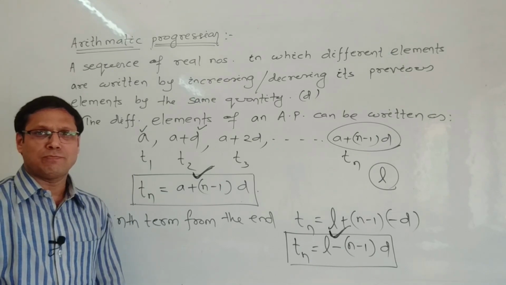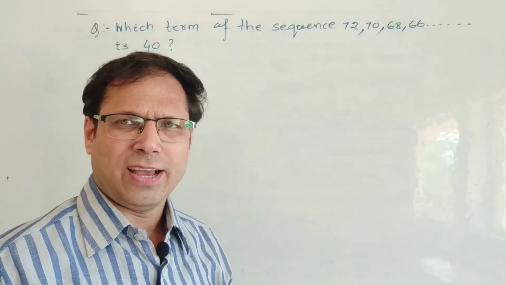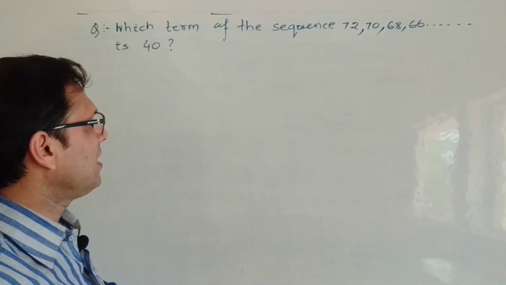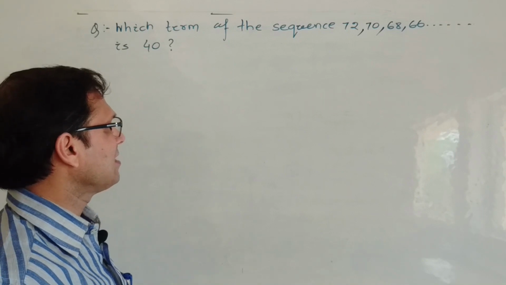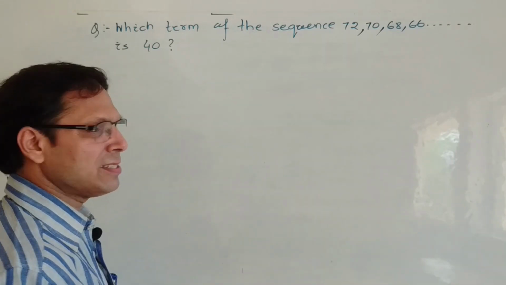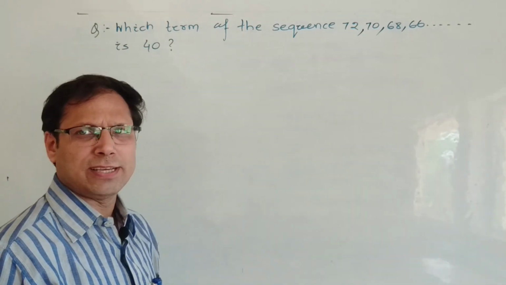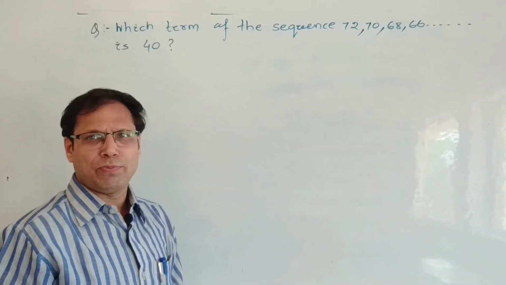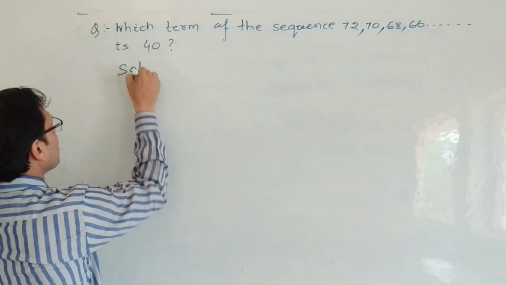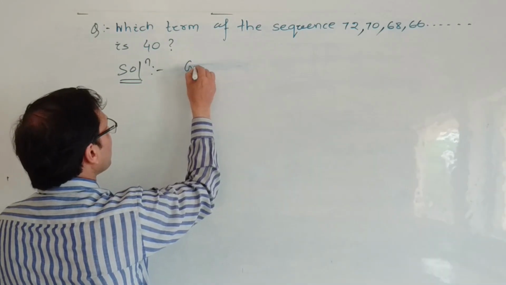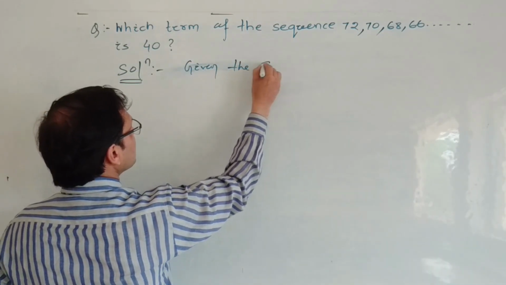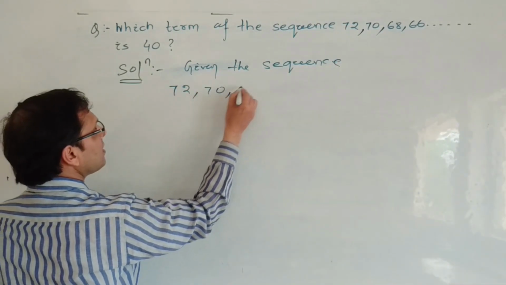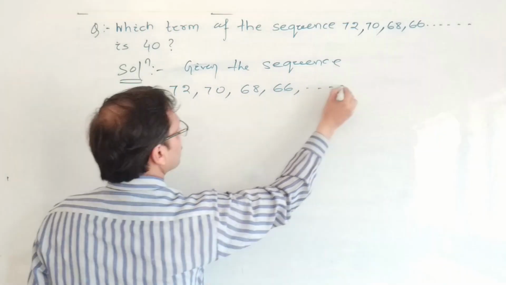Now we'll discuss some problems. Now we'll take another question for AP, that is, which term of the sequence 72, 70, 68, 66, likewise goes on, is 40. That means he is asking which term of the sequence is 40. So first you have to check whether the given sequence is in AP or not. So solution: given the sequence 72, 70, 68, 66, likewise goes on.